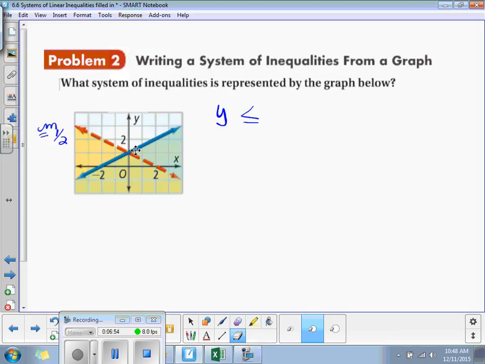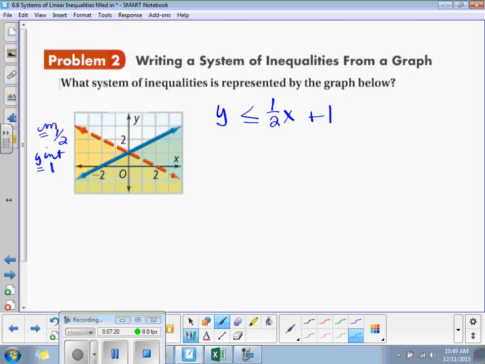The y-intercept, of course, is where it crosses the y-axis. So it crosses the y-axis right at 1. So the y-intercept here is equal to 1. Now we can put our inequality together. So y is less than or equal to 1/2 x plus 1. And there's our first inequality.